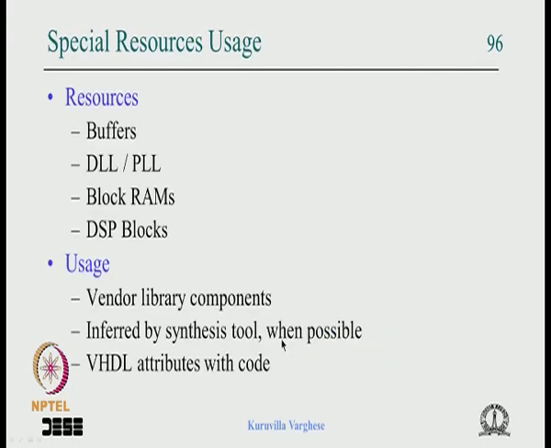All this can be connected in the clock path or clock tree path. So that is what we have discussed, and all these special resources can be instantiated from the vendor library using the code generator tool. Sometimes the synthesis tool will infer from the code, and sometimes you have to write the VHDL attribute along with the code to help the synthesis tool infer what is going on and instantiate the correct component.